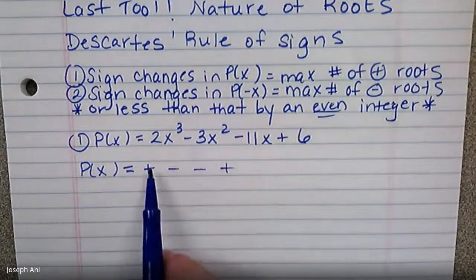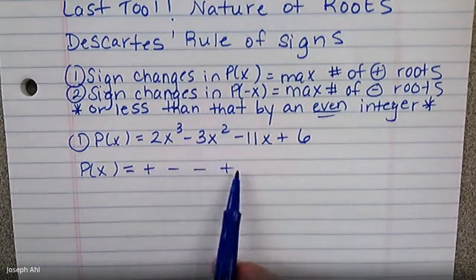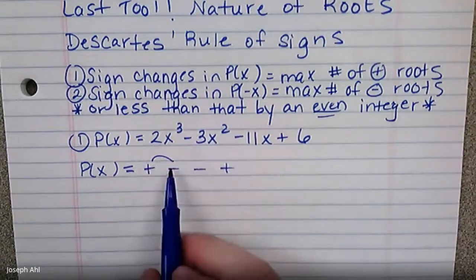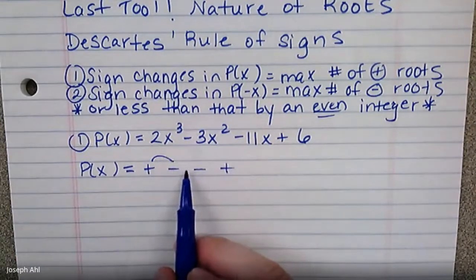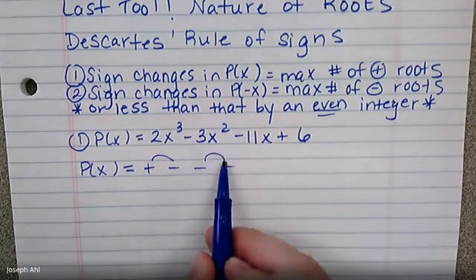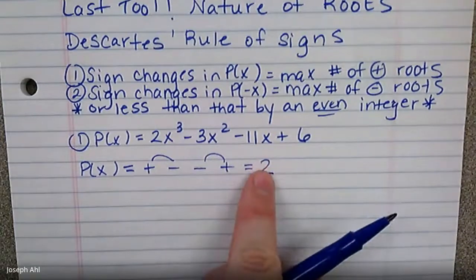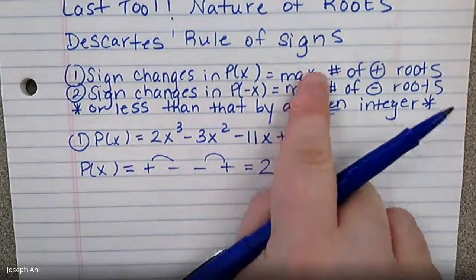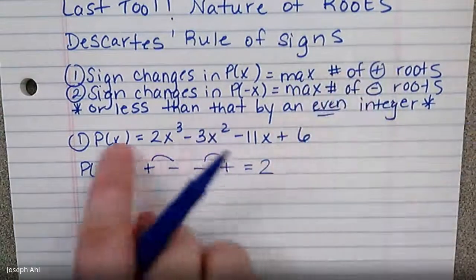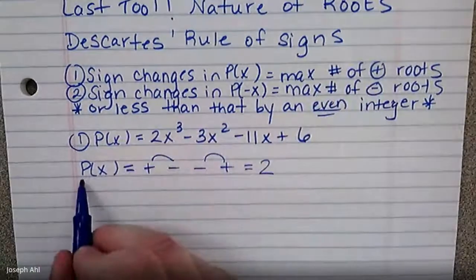How many times do we change sign from one term to the next? Well, right away I switch from positive to negative. Then I go negative to negative. That's not a change, but negative to positive is. There are 2 sign changes in p of x. What does that 2 represent? It's the maximum number of positive roots that this polynomial can have.